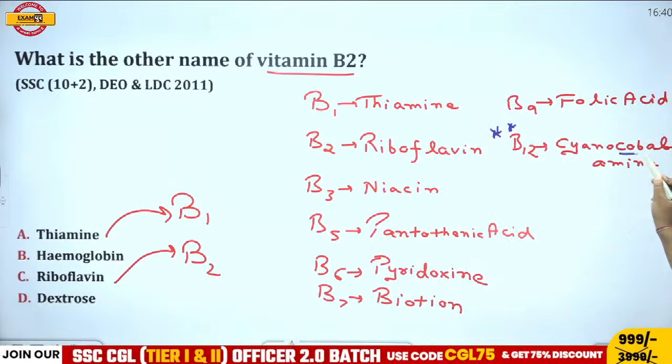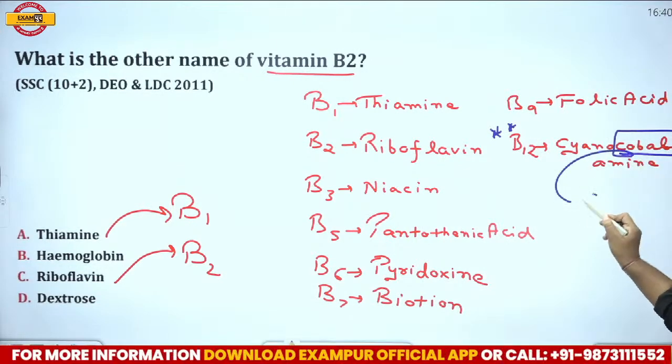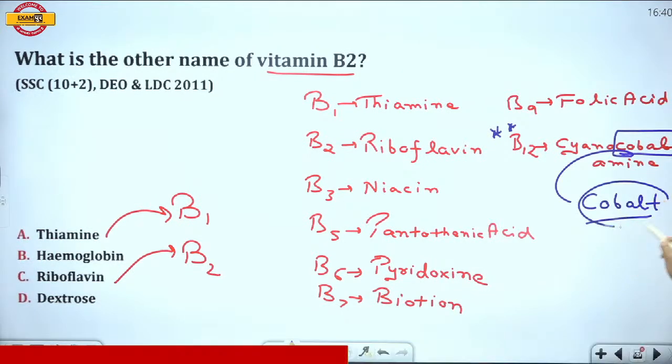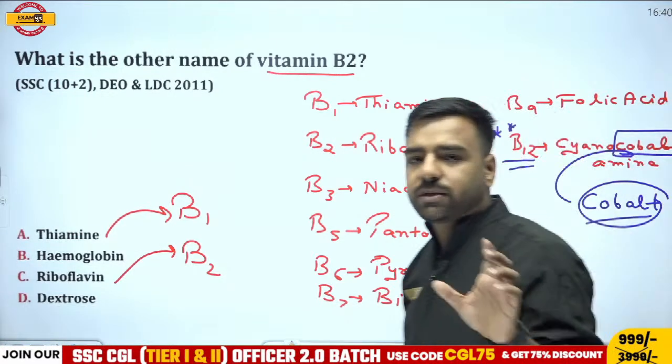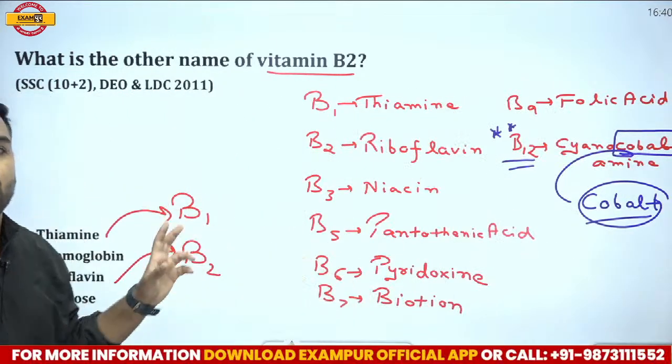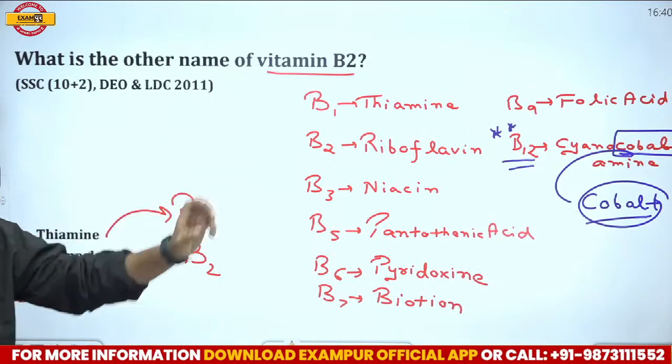Just have a look at this word, cobalt. Can you relate it? You can relate it with cobalt. Please remember, this cobalt is actually required for its functioning. So yes, here cobalt is present. It is asked in the examination. Please remember, cobalt. So whenever you find cobalt, you can go with B12.